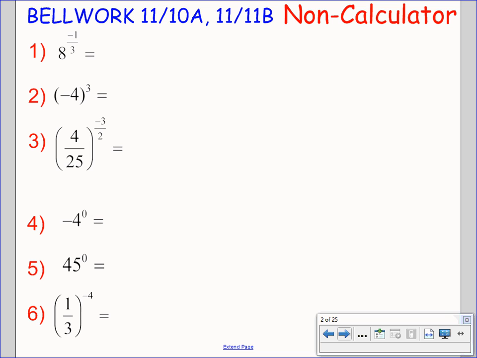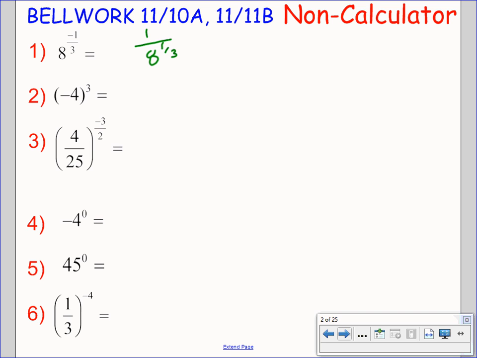8 to the negative 1/3 is the same as 1 over 8 to the positive 1/3. And so negative exponents don't mean negative answer, they mean reciprocal. So our first step is to hop the line and change the sign. We'll rewrite that power with a positive exponent. And now we know that 8 to the 1/3 is just asking for the third root of 8.